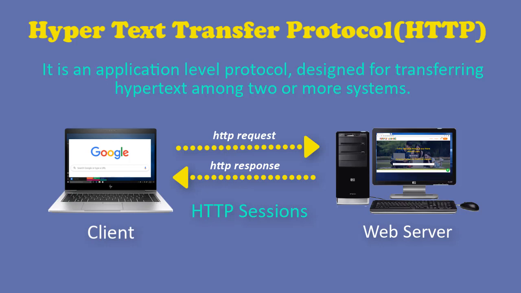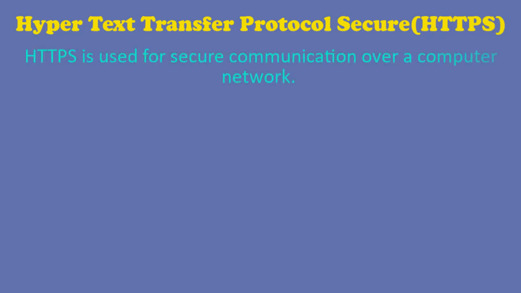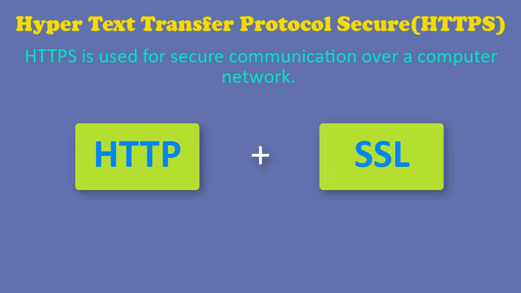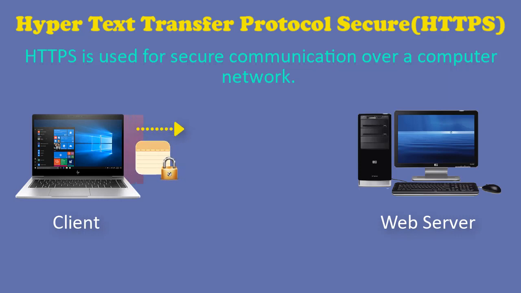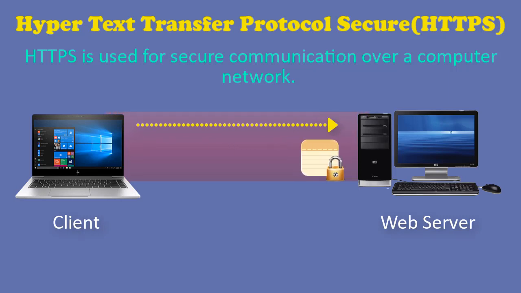We now have an extension to HTTP which is called Hypertext Transfer Protocol Secure or HTTPS. It is used for secure communication over a computer network. It is a combination of HTTP and SSL or TLS protocol. HTTPS encrypts your data and establishes a secure channel over a non-secure network. This ensures data is protected from eavesdroppers and hackers.